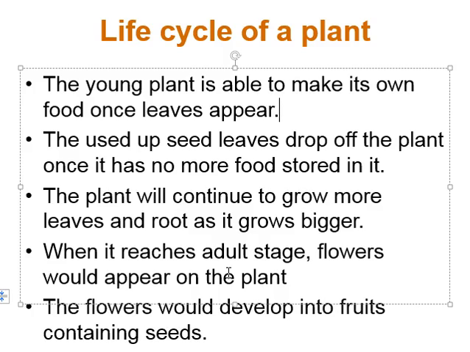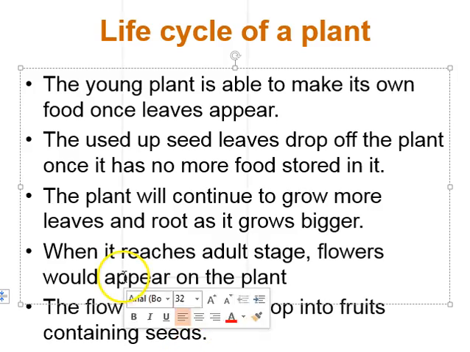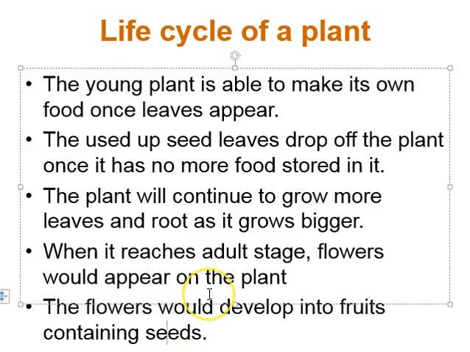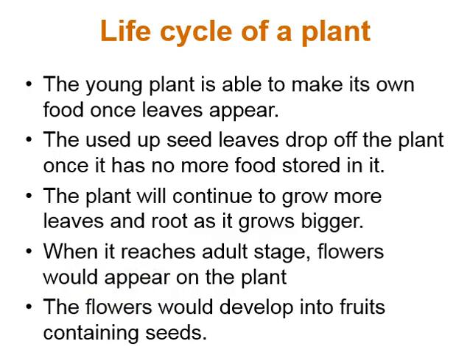But when then would the plant be an adult? The plant would be considered to be an adult when flowers start to appear. So a plant is not an adult plant before flowers appear. Once the flowers appear, it would have reached the adult stage. Now the flowers would then develop into fruits containing seeds. All right. Right now for P3, P4, you would have to just remember that once the flowers appear, eventually the flowers would become fruits containing seeds.